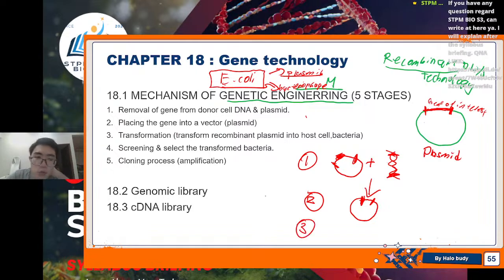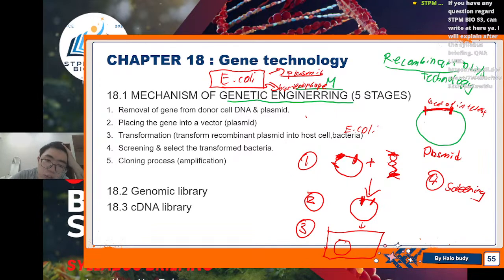Next you have to transform it into the host cell, which is E. coli. You put it in here. This is what we call transformation. And then we have the screening process, to determine whether the cell contains the recombinant plasmid or not, and select the transformed bacteria. Finally is cloning, where we produce these cells in large numbers. So this is all of the process of genetic engineering.